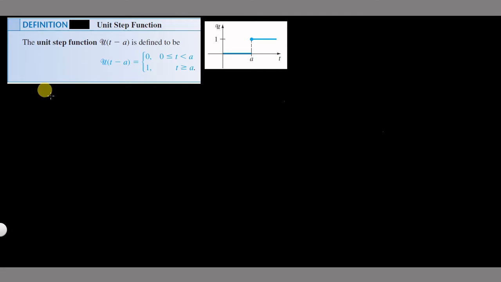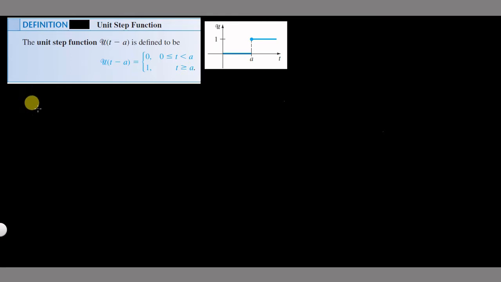Now we will discuss what is the unit step function. This function is very important, particularly on the engineering side, particularly in electrical engineering and electrical circuits. This function is always used. And what is this function, and how will we explain it?